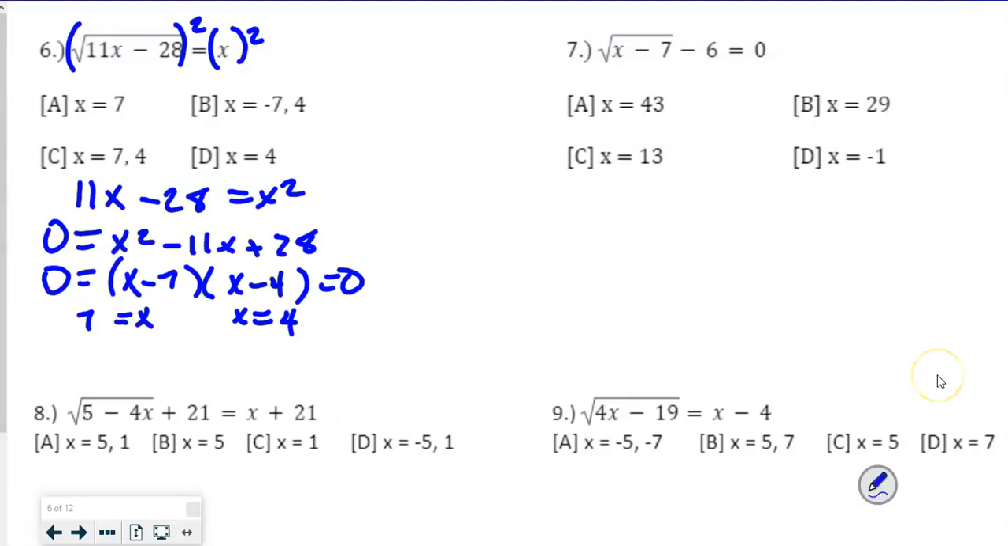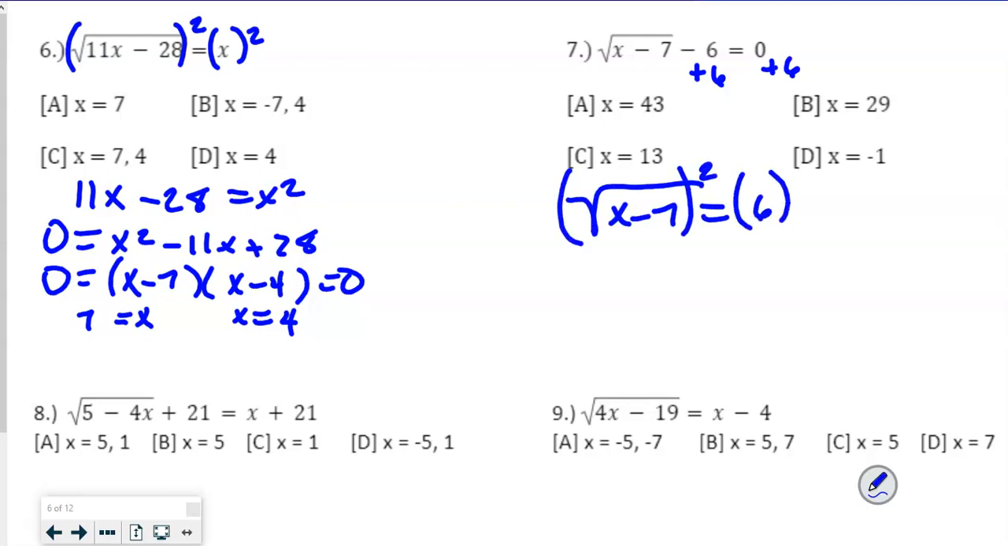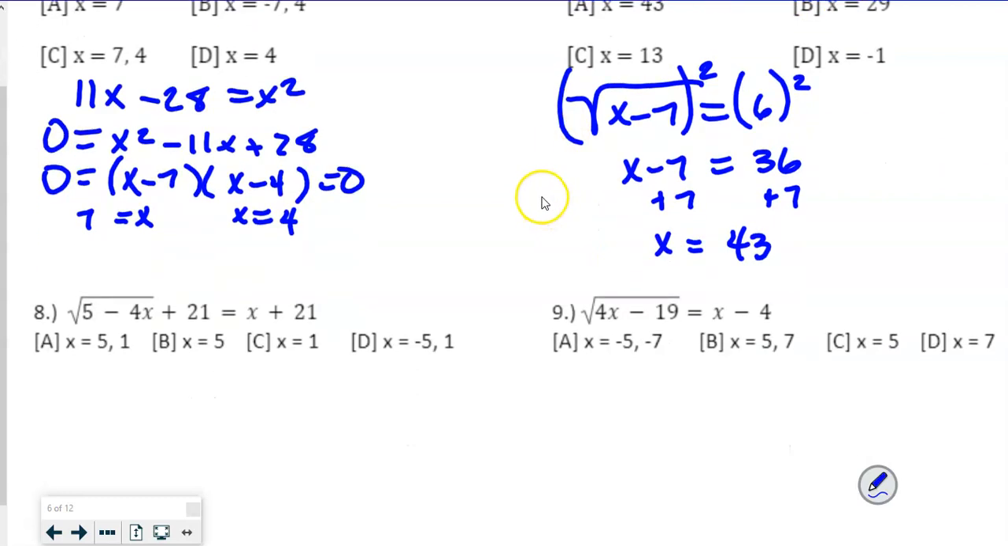Now in questions like number 7, we can't check them like that, okay? So we're going to have to move this 6 to the other side. So this is going to be x minus 7 equals 6, right? And then we're going to square both of those sides. So this is going to be x minus 7 equals 36, and then we're going to add 7 to both sides. So this is x equals 43. Put that 43 back up in there. 43 minus 7 is 36. The square root of 36 is 6, and 6 minus 6 is 0, okay?